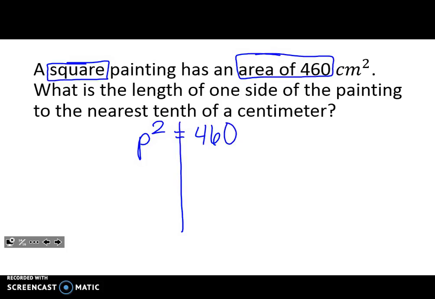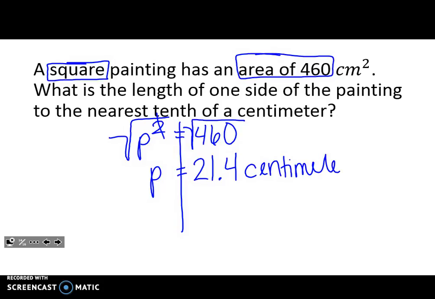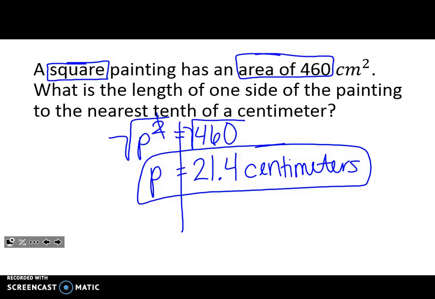And then I need to solve it. So I'm going to take the square root of both sides. And it tells me to round to the nearest tenth. So I get 21.4. And since we're talking about an actual object, it can only have one answer. So one side length of that painting is 21.4 centimeters. Make sure you round correctly.